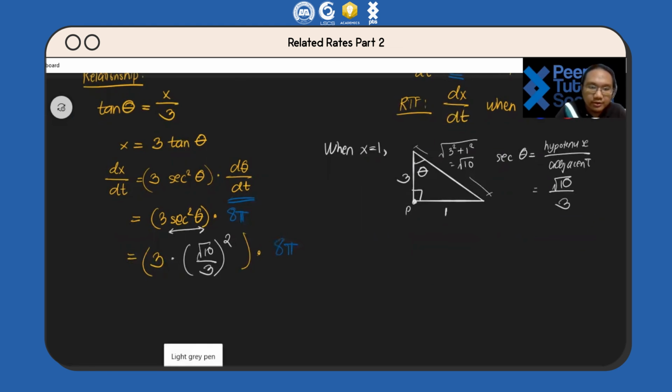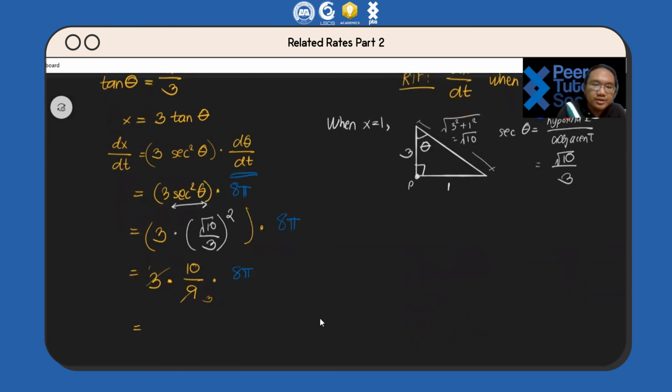So yellow marker for consistency. This is 3. Square root of 10 over 3, the whole thing squared is 10 over 9 multiplied by 8 pi. Can we cancel some things here? 1, 3. Okay. And no more. So this is 80 pi over 3.